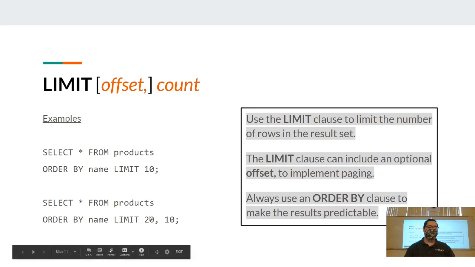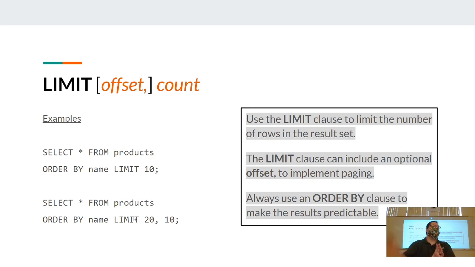The other part of the limit clause, and this is how MySQL has implemented it, is you can put an offset before the limit number. So here I'm saying limit 20, 10. That first number is the offset. It says how many rows do you want to skip? So it skips the first 20 rows and then gives you up to 10 rows. That's 21 through 30, if there is a 21 through 30.